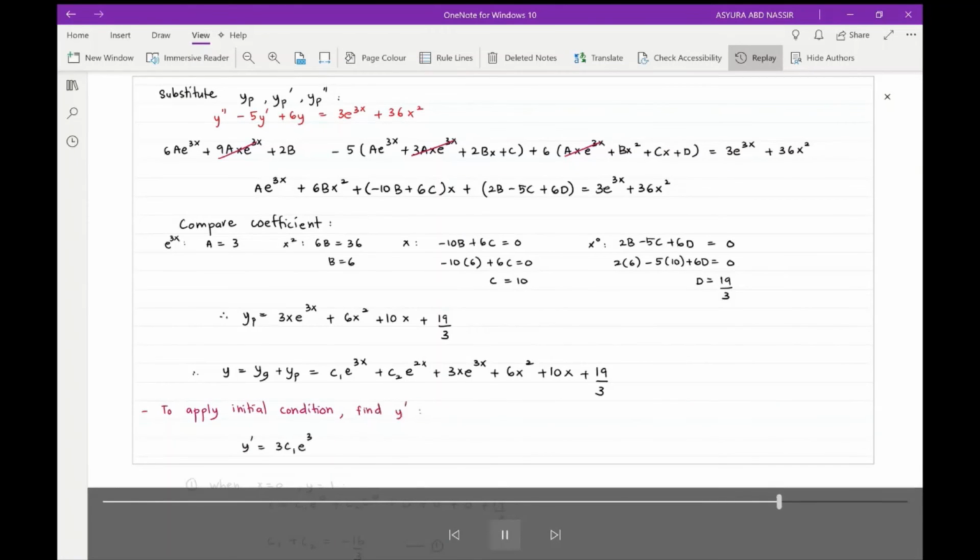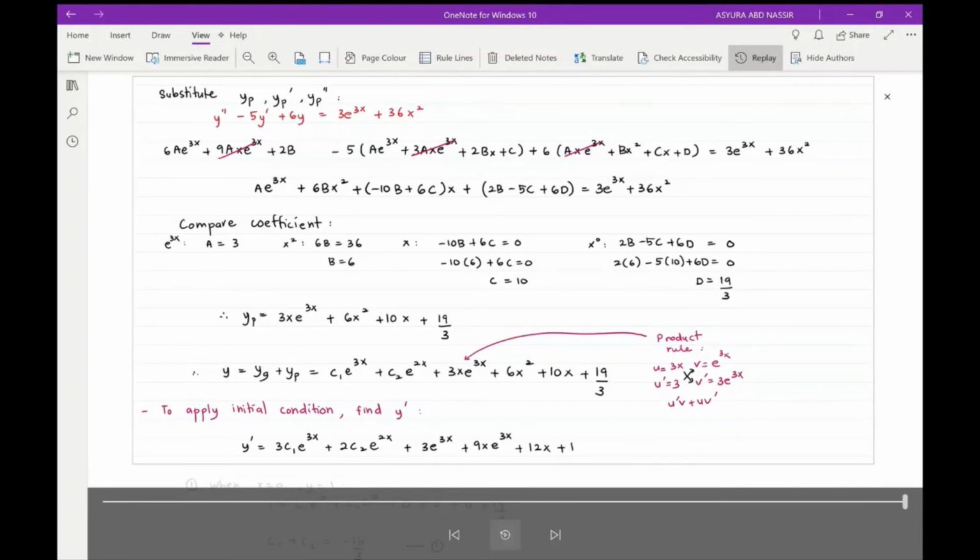So your y prime will be, differentiate and you will get 3c1e^(3x) plus 2c2e^(2x). Then for 3xe^(3x) you need to use product rule. So using product rule, then you will differentiate 3xe^(3x). Now you will get the y prime will be 3c1e^(3x) plus 2c2e^(2x) plus 3e^(3x) plus 9xe^(3x) plus 12x plus 10.